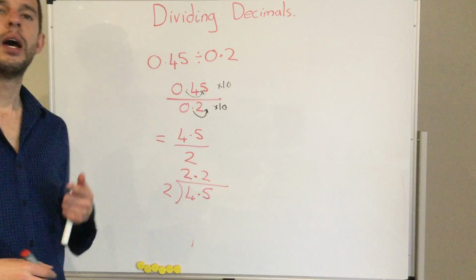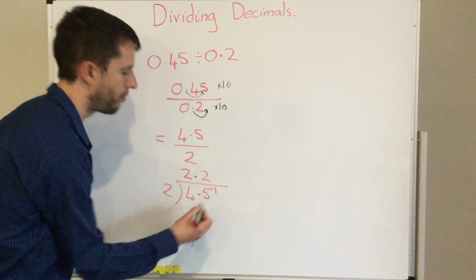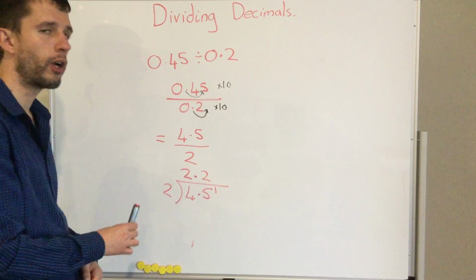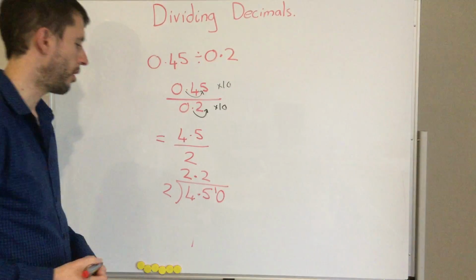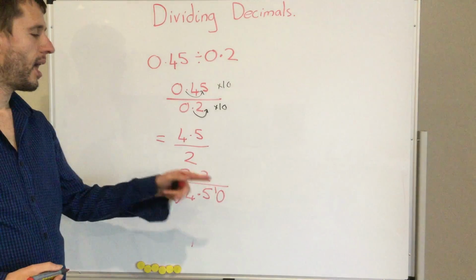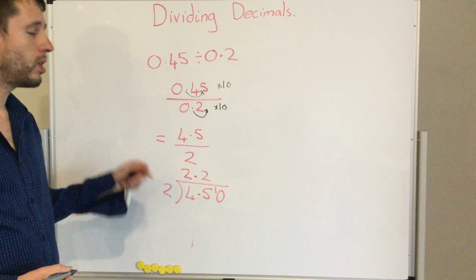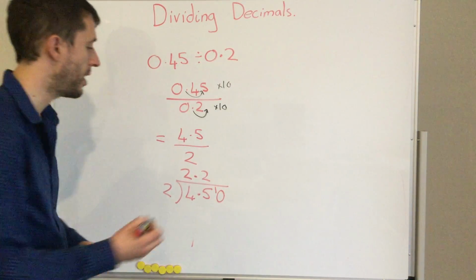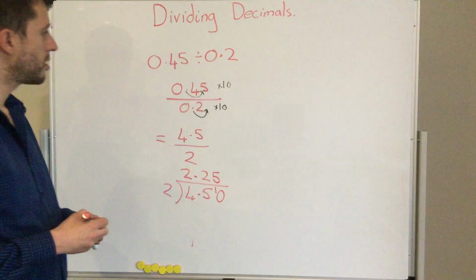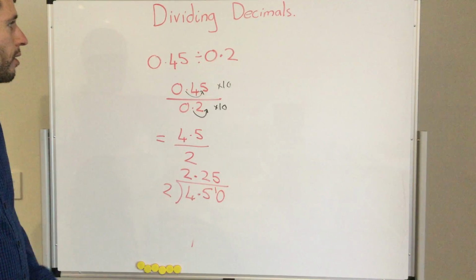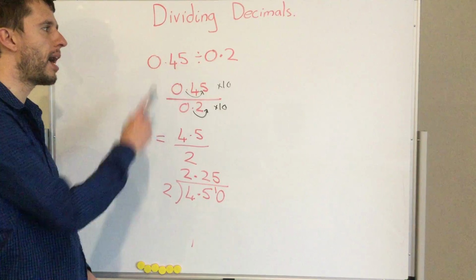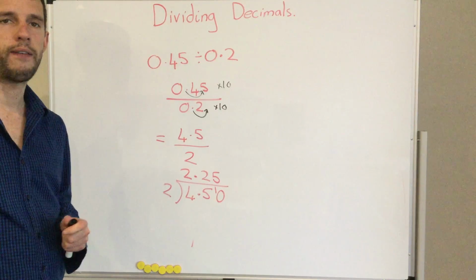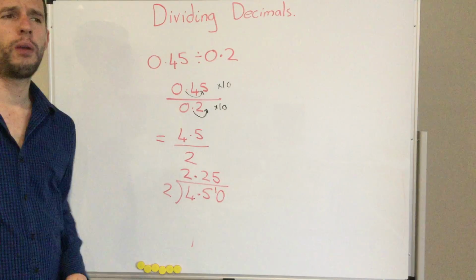2 times 2 is 4. I've got 1 left over, so I carry it over. I don't have to put a decimal place because I've already got it there. So I just drop a 0 and I go 10. If I share 10 with 2 people, each person will get 5. 2 times 5 equals 10. So it becomes 2.25. So if I've got 0.45 and I'm dividing by 0.2, it turns into 2.25. Hopefully that makes a lot more sense.